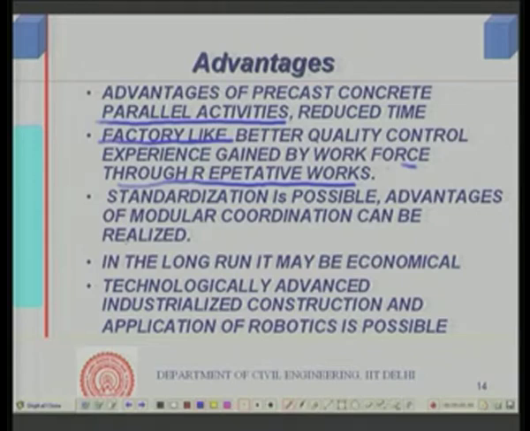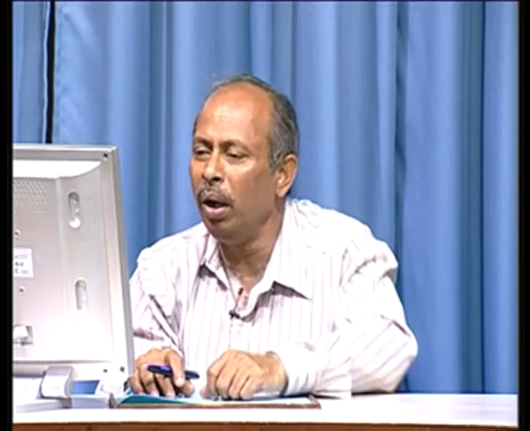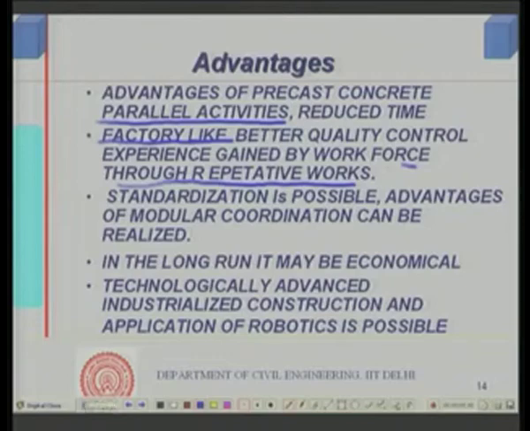You can take up technologically advanced industrialized construction practices, and this is reality in many countries in the western developed world. Robotics and similar sort of advanced technologies can be used in case of precast construction practices. Modular coordination is an important issue we can actually apply here.